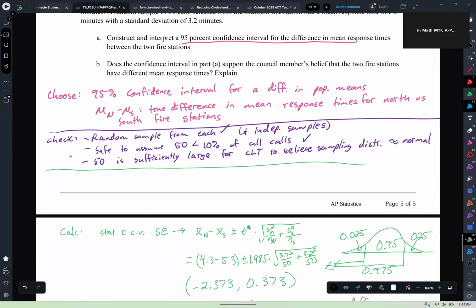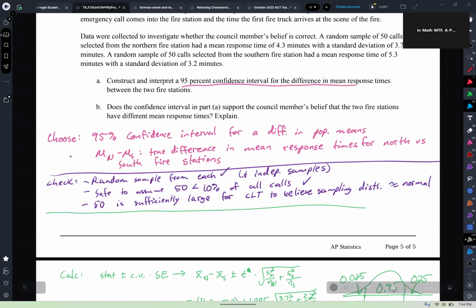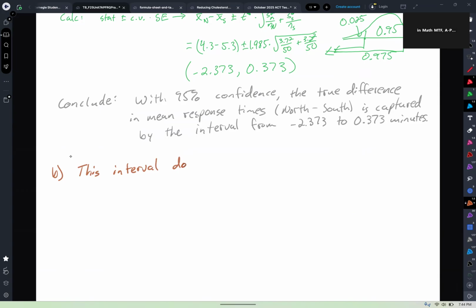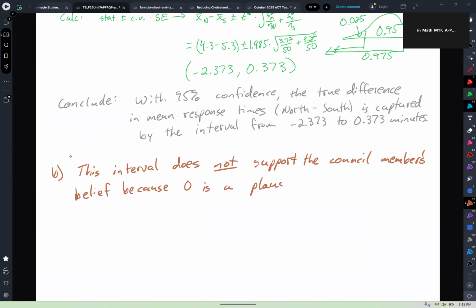And then I think we have one more piece. Does the confidence interval support the council members' beliefs that they have different mean response times? This interval does not support the council members' belief because 0 is a plausible difference.